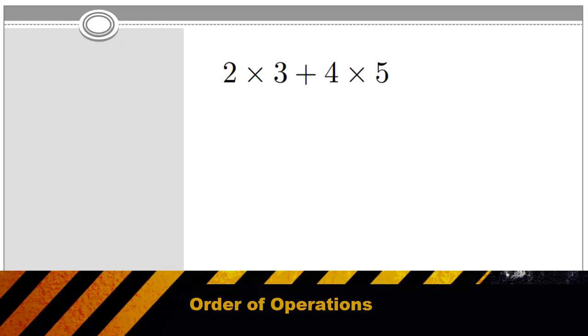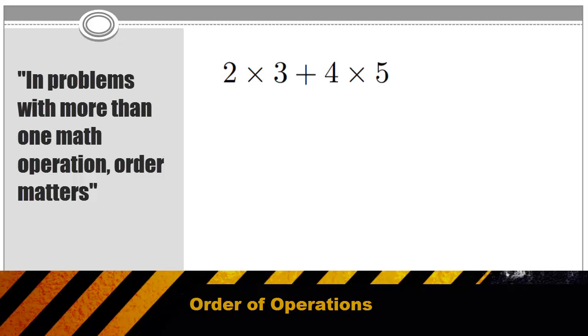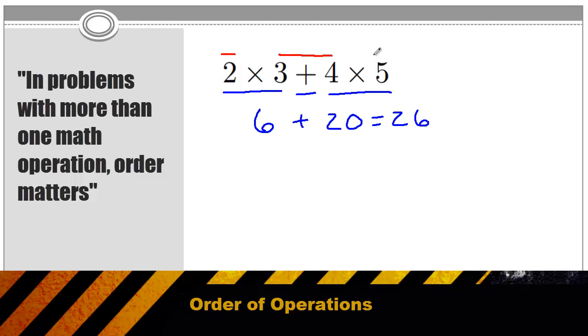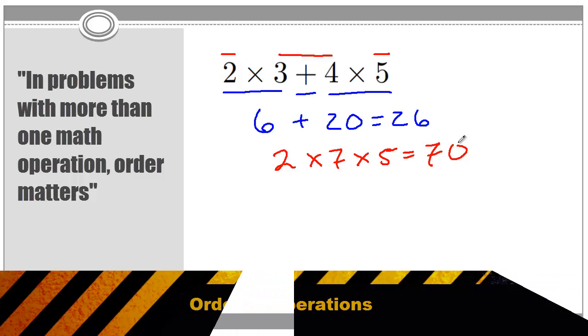In problems where we have more than one math operation, the order we actually do our math starts to matter. For example, I have two ways of viewing this problem. I can either see it as 2 times 3 plus 4 times 5, which would give me 6 plus 20, or 26. Or I could view this problem as 2 times 3 plus 4 times 5, which is 2 times 7 times 5, which gives me 70. So depending on whether I do my addition or multiplication first, I get dramatically different answers.